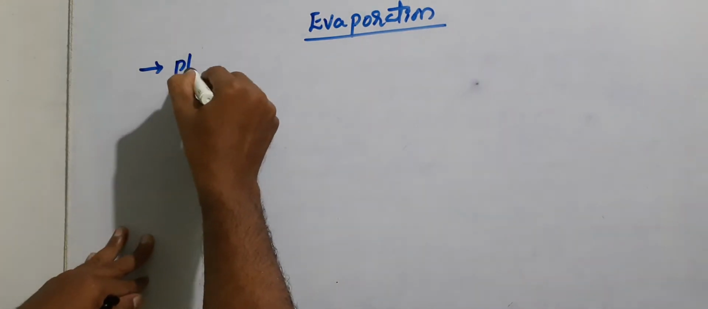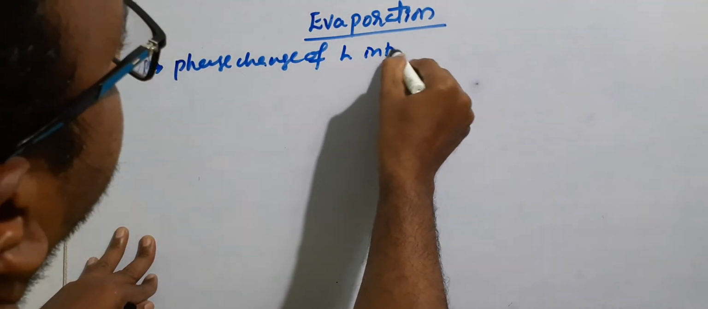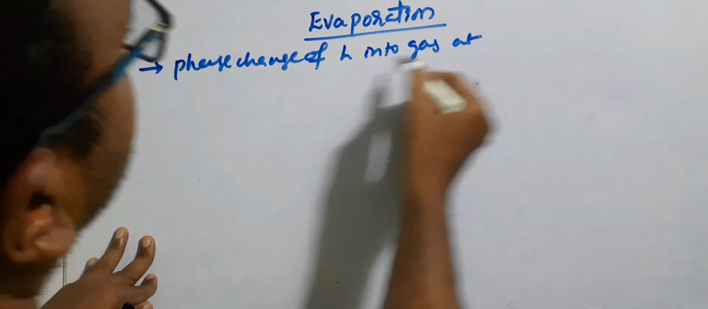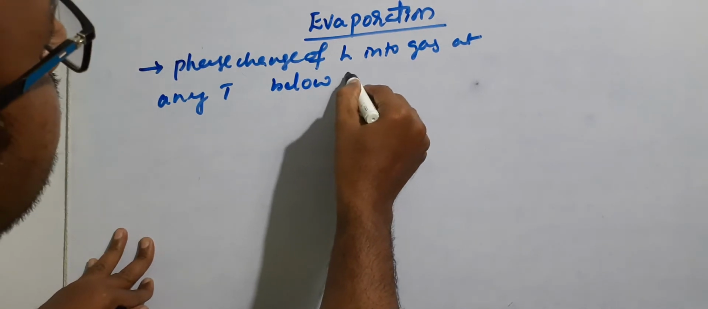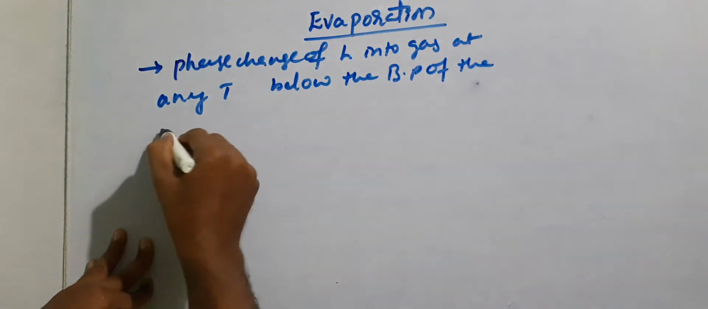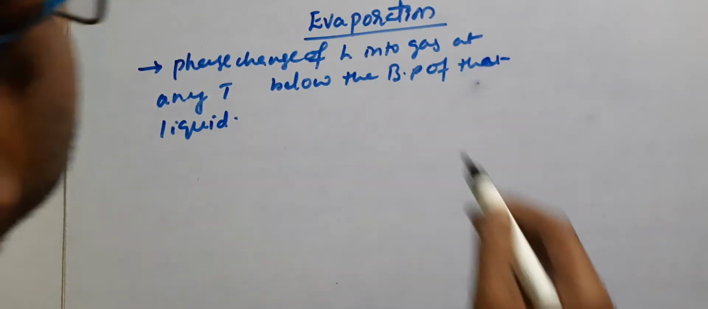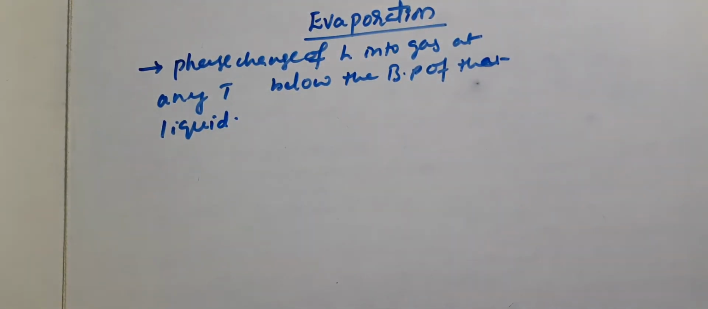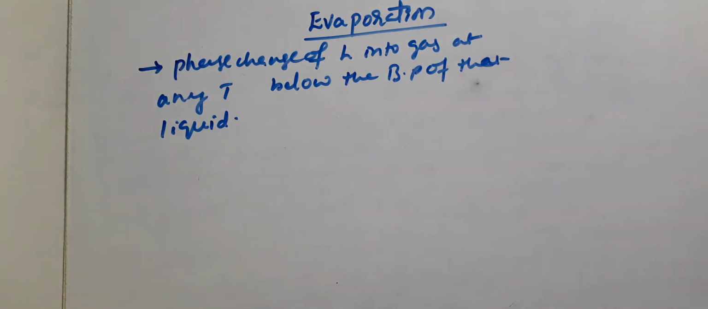So evaporation is nothing but the phase change of liquid into gas at any temperature below the boiling point of the liquid. That is called evaporation. The phase change of liquid into gas at any temperature below the boiling point of that liquid.